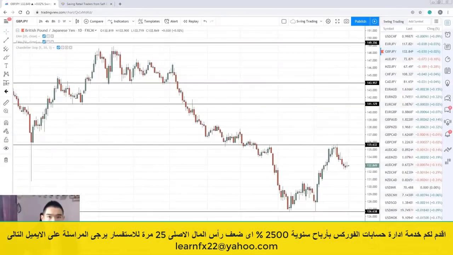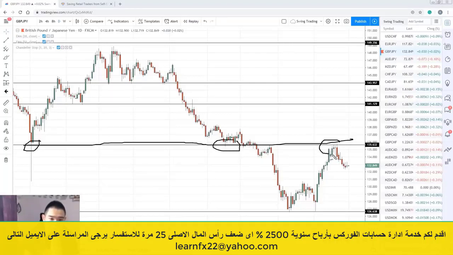This is GBP/JPY. You can see that this market over here is in a downtrend. Where's the area of value? The area of value is over here. Okay, previous support breaks down, becomes previous support, becomes resistance. This is an area of value.